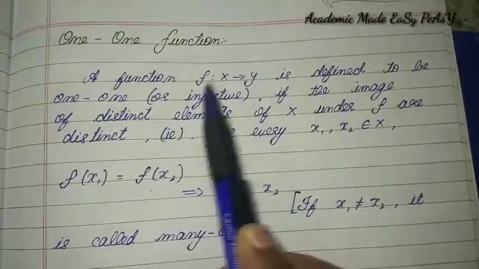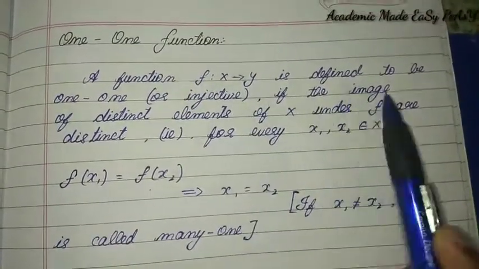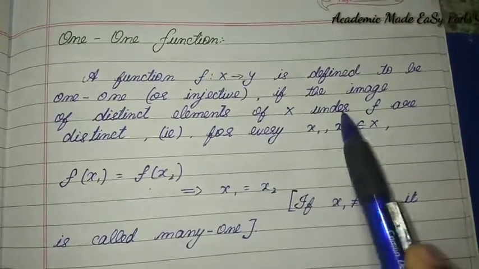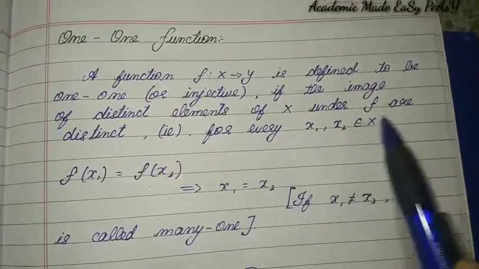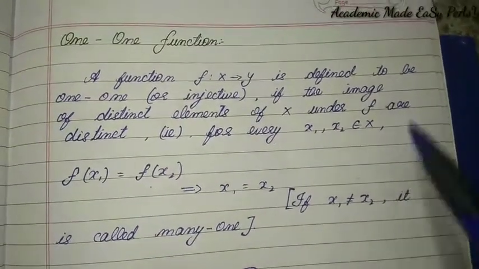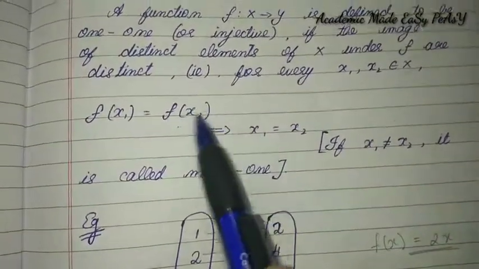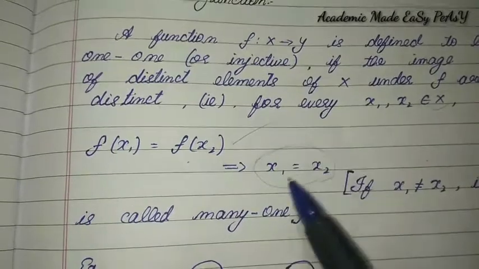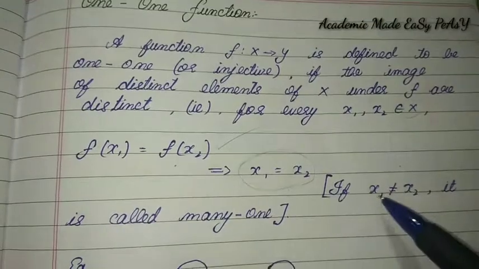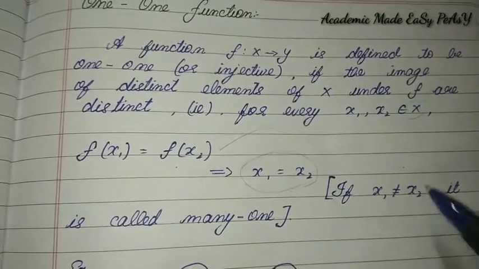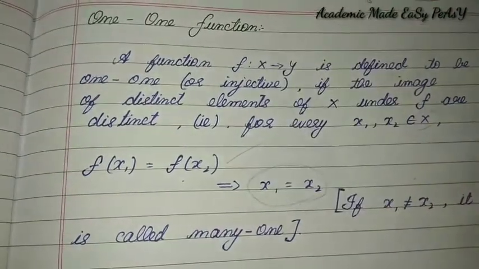A function f from X to Y is defined to be one-to-one or injective if the images of distinct elements of X under f are distinct. That is, for every x1, x2 belonging to the set X, f(x1) = f(x2) implies x1 = x2. This is the condition. We take this condition, and we have to get this answer. Then it is a one-to-one function. If not, that is x1 not equal to x2, it is a many-to-one function. A one-to-one function is also called injective.